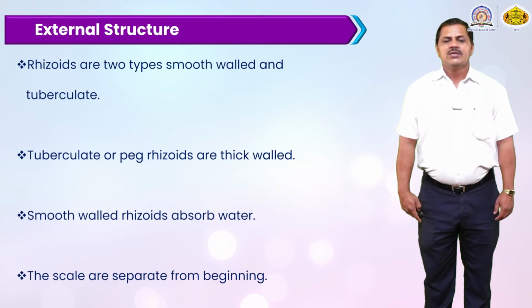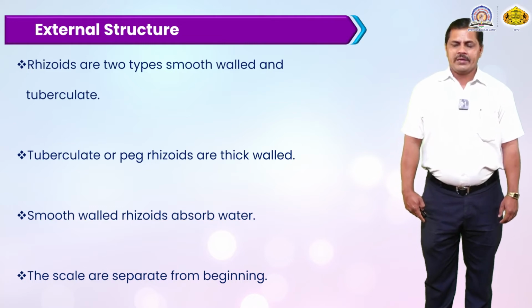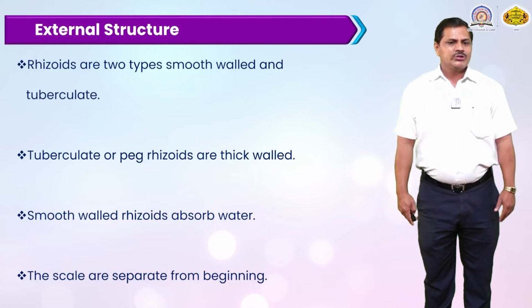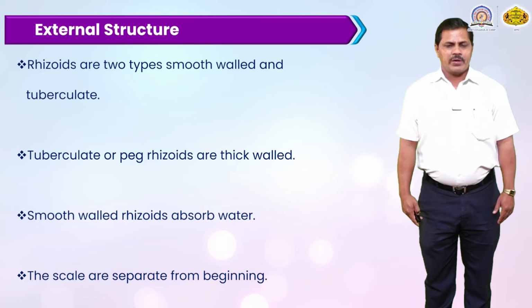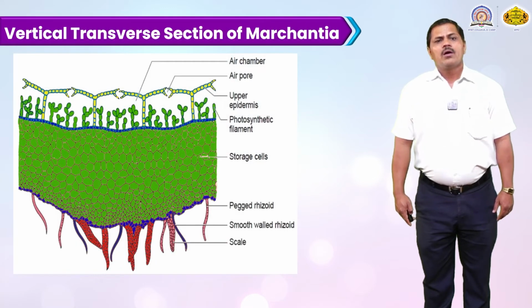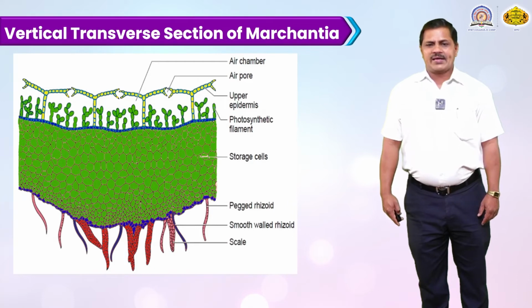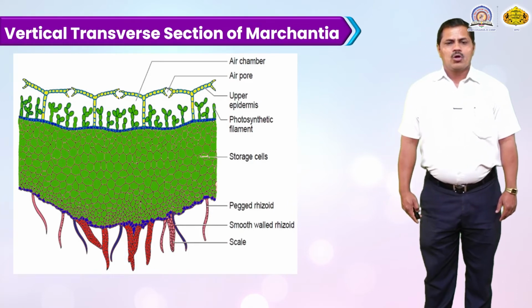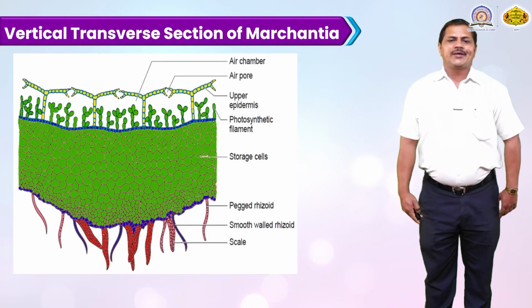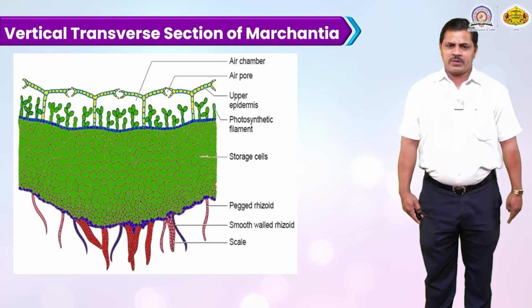The scales are separate from the beginning. These scales first develop as scale-like structures, but after a certain time duration they are separated. This is the vertical transverse section of Marchantia. It looks like a very beautiful structure. The uppermost part is called the air chamber, where air spaces are present.